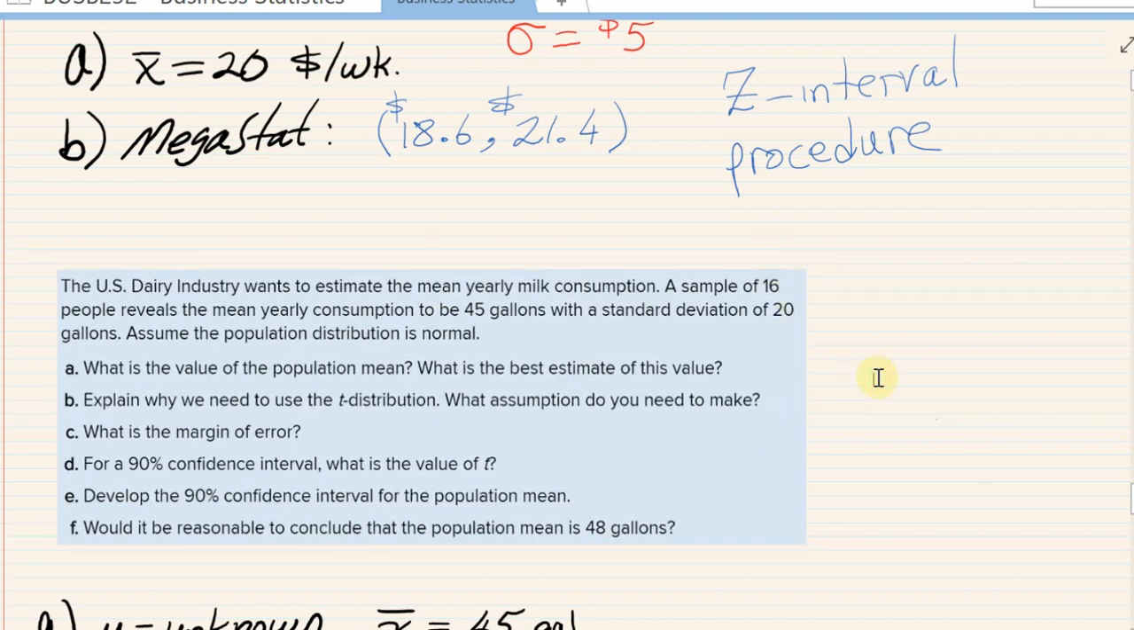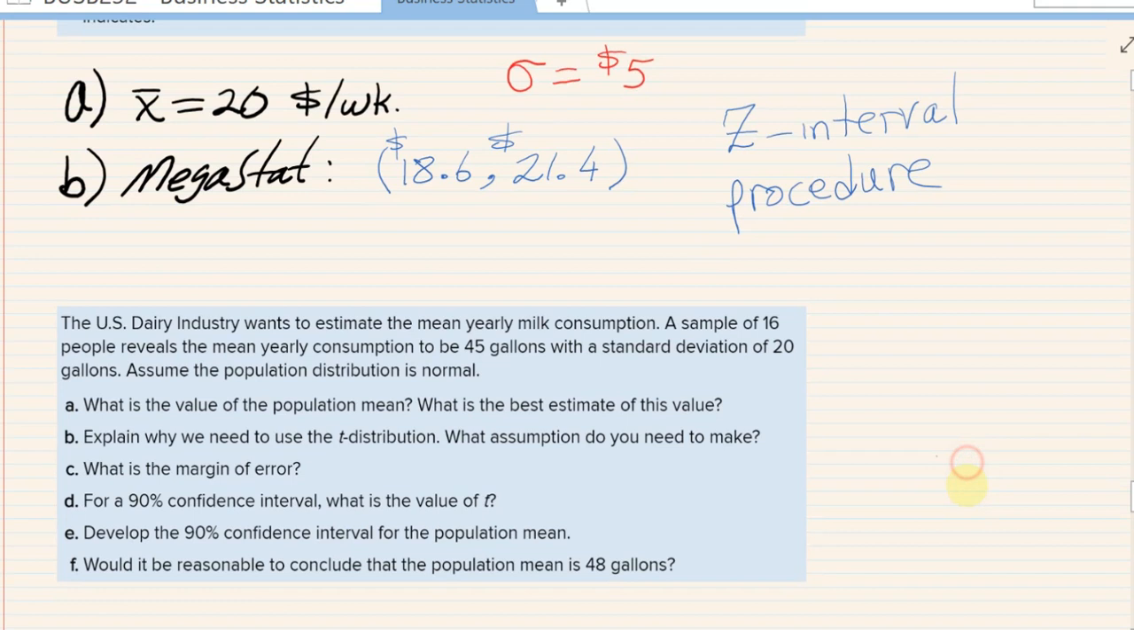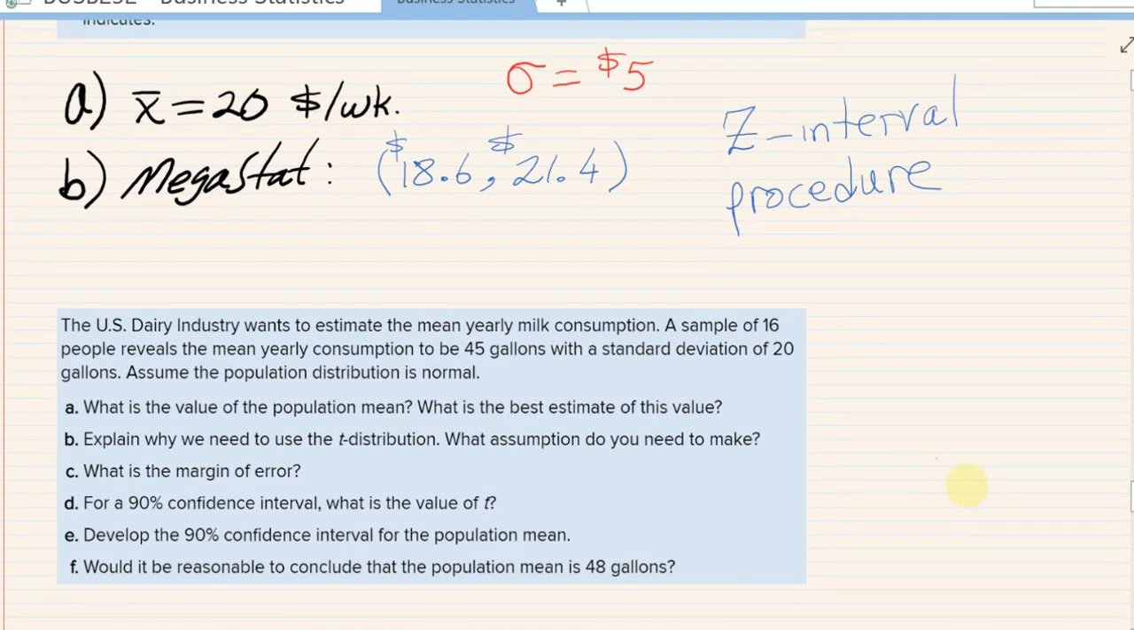So let's read on with this one before we actually see some of the answers. So let's begin this next example. The U.S. dairy industry wants to estimate the mean yearly milk consumption. A sample of 16 people reveals the mean yearly consumption to be 45 gallons with a standard deviation of 20 gallons. Assume the population distribution is normal. In part A, what is the value of the population mean?